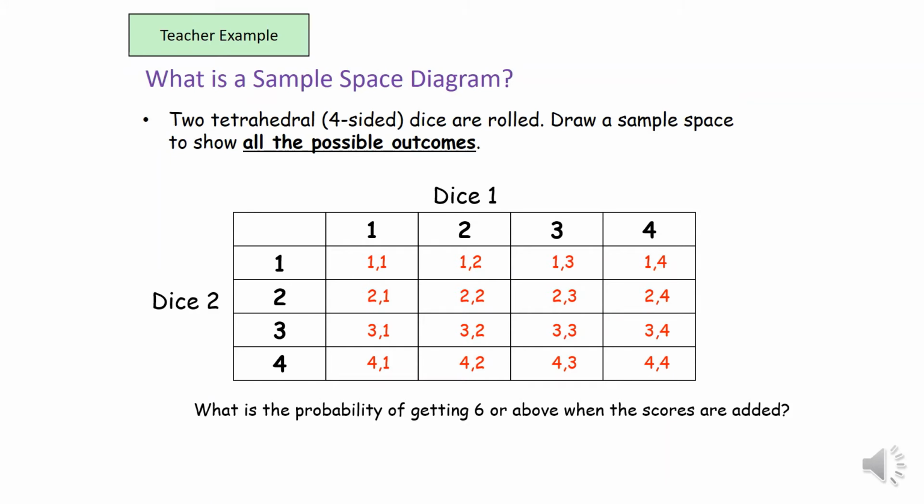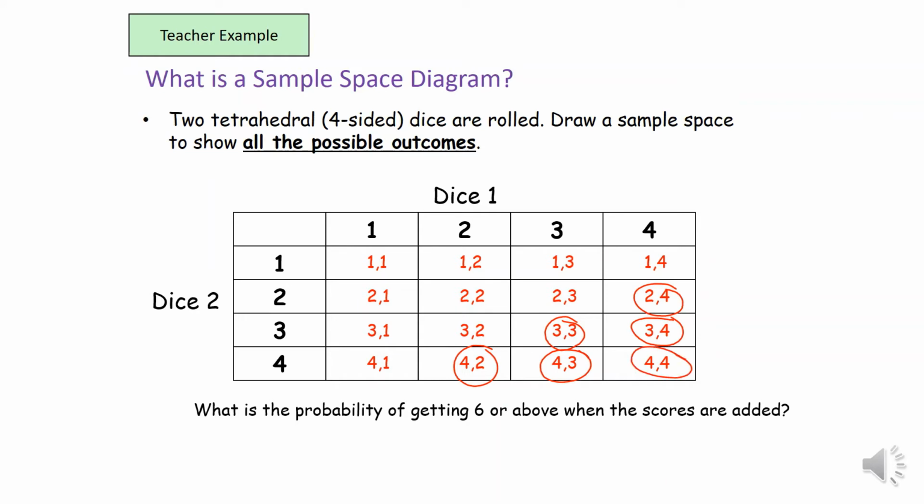Okay. So now that we have our sample space diagram, what is the probability of getting a 6 or above when the scores are added? So we need to have a look at the dice that when we add together we get a 6 or above. So we get a 6 here, a 6 here and a 6 here. Now which of these have 7? When we add these two we get a 7, and then which ones do we get 8? And that's the highest it goes.